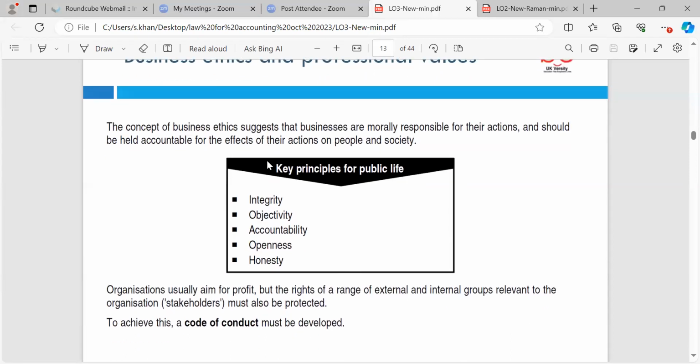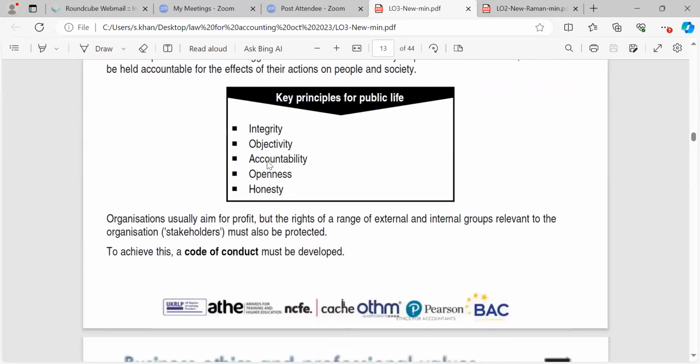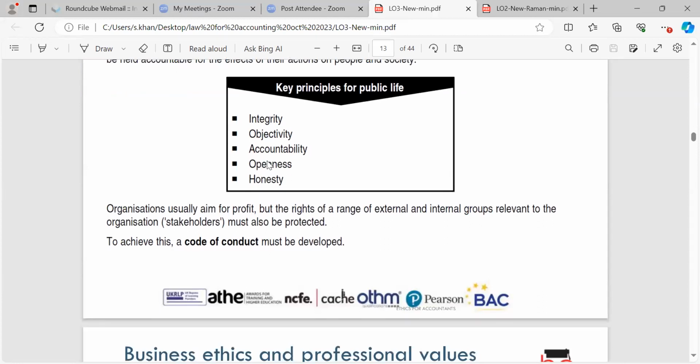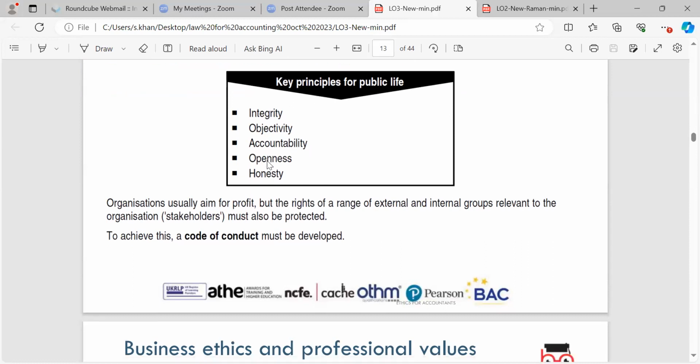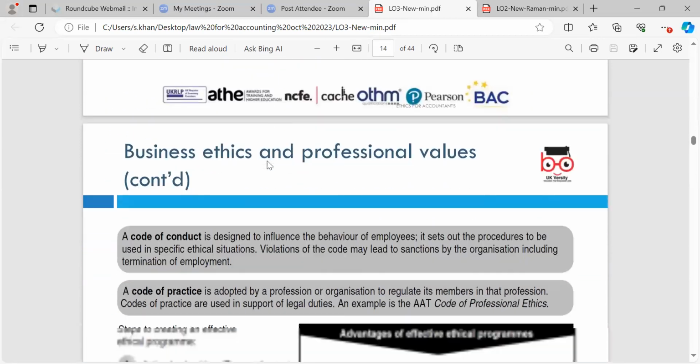Business ethics and professional values. So the concept of business ethics suggests that businesses are morally responsible for their actions and should be held accountable for the effects of their action on people and society. Key principles, again, which we mentioned: integrity, objectivity, accountability, openness, and honesty. Organizations usually aim for profit, but the rights of a range of external and internal groups relevant to organizations such as stakeholders must be protected. To achieve this, a code of conduct must be developed.